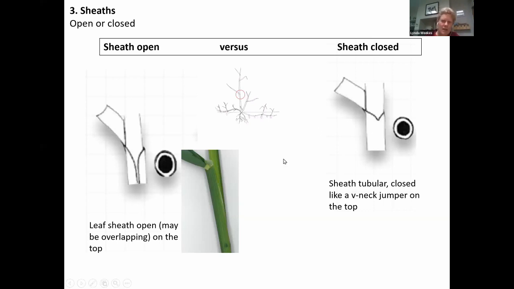So to see whether it's tubular or not, you will need a hand lens. And often what you can do is you can just hold the grass stem and gently pull back on the leaf, and hopefully if it's open, it'll peel back nicely and split. But if you peel back gently with a closed sheath, it won't pull back easily because it's tubular. But you have to be careful you don't tear it as well. All right. So those are the sheaths.